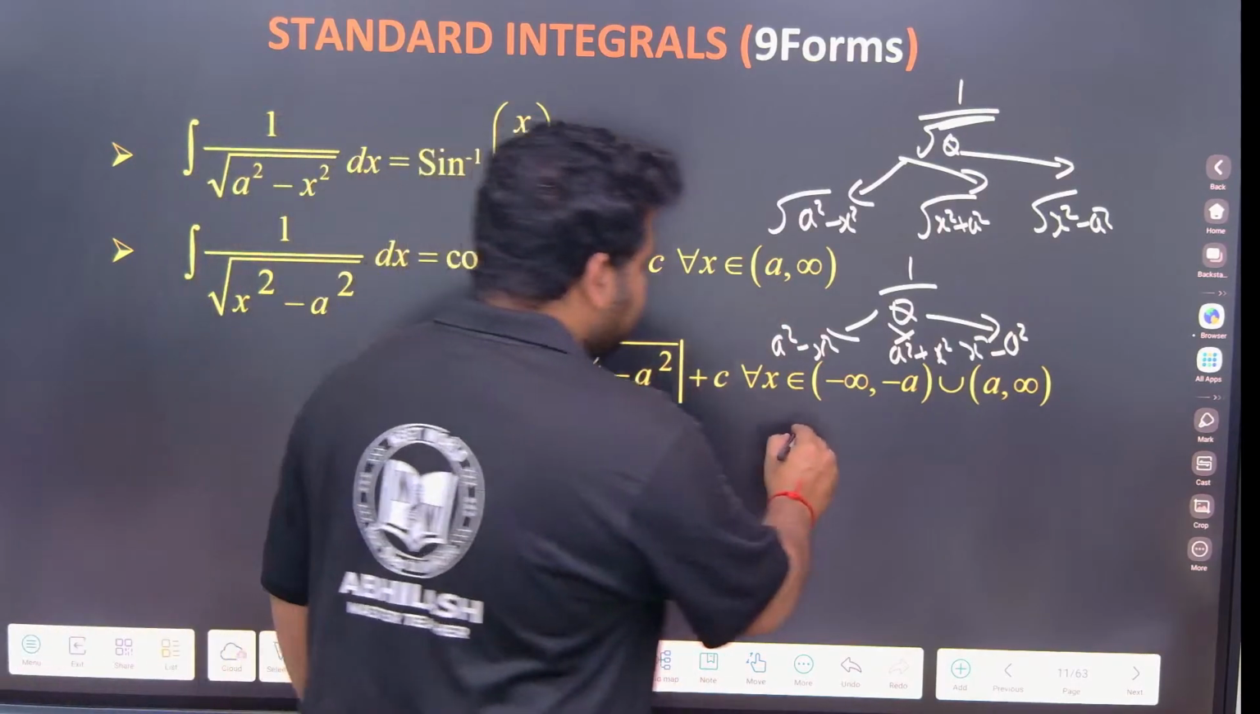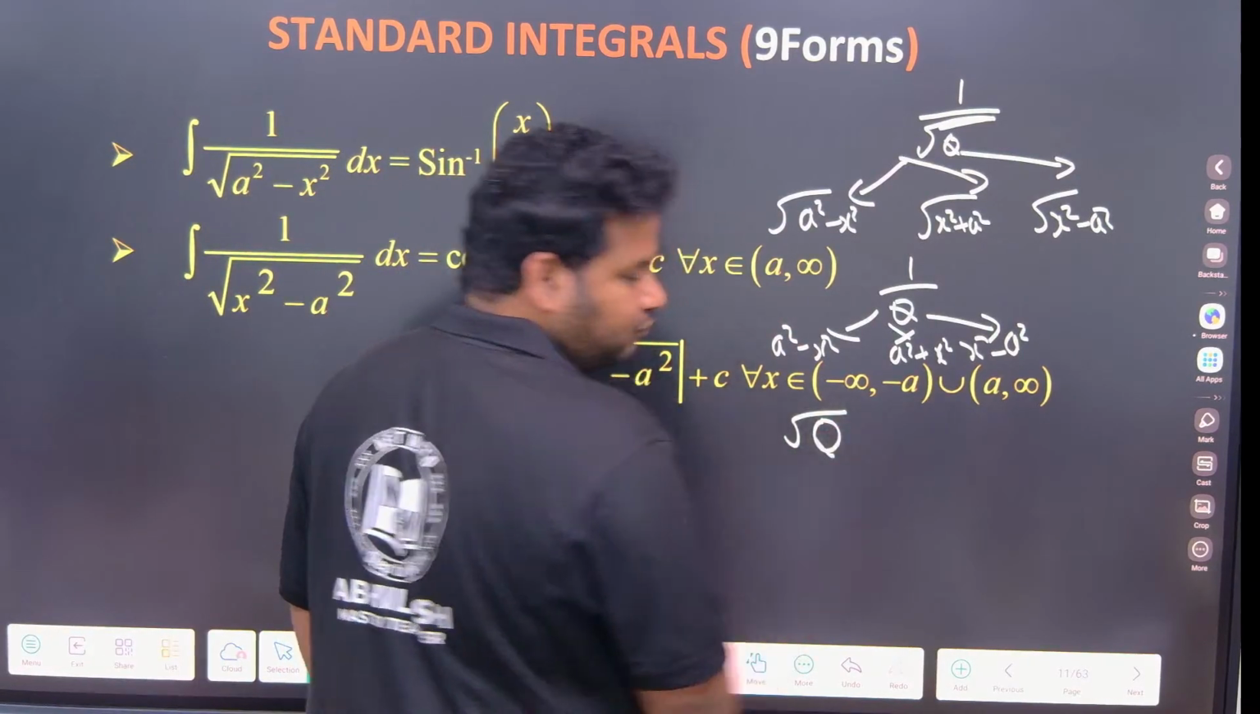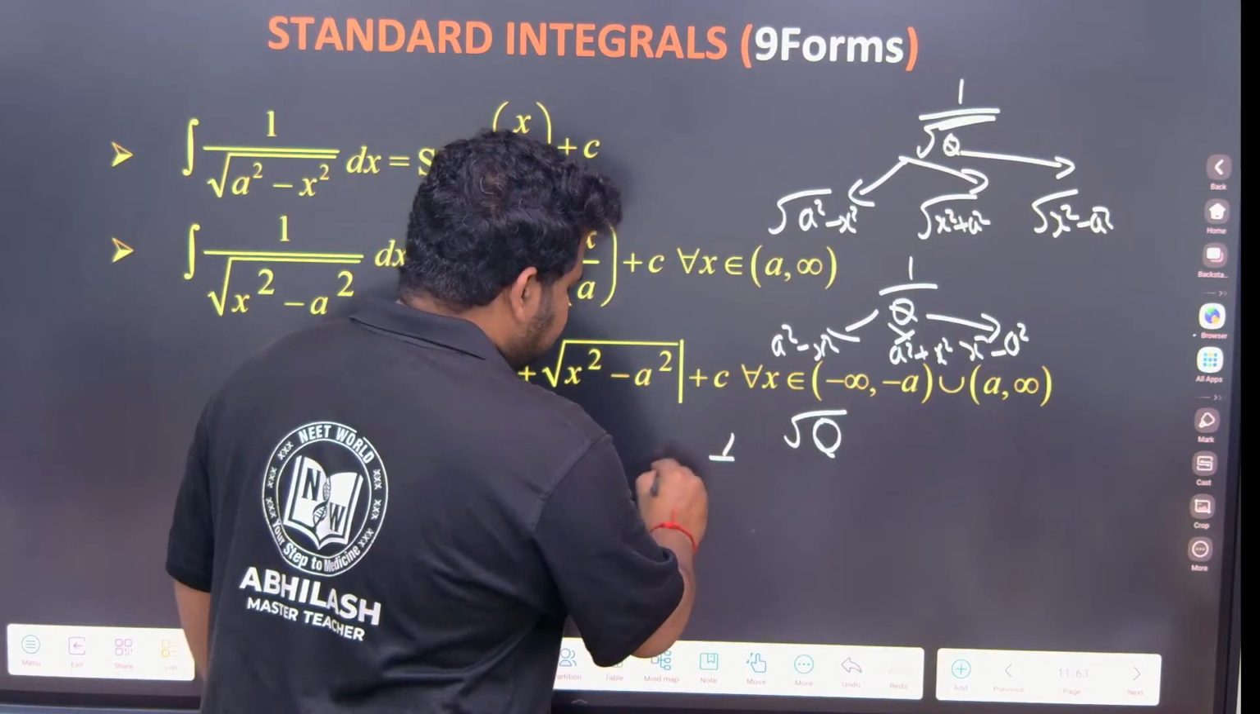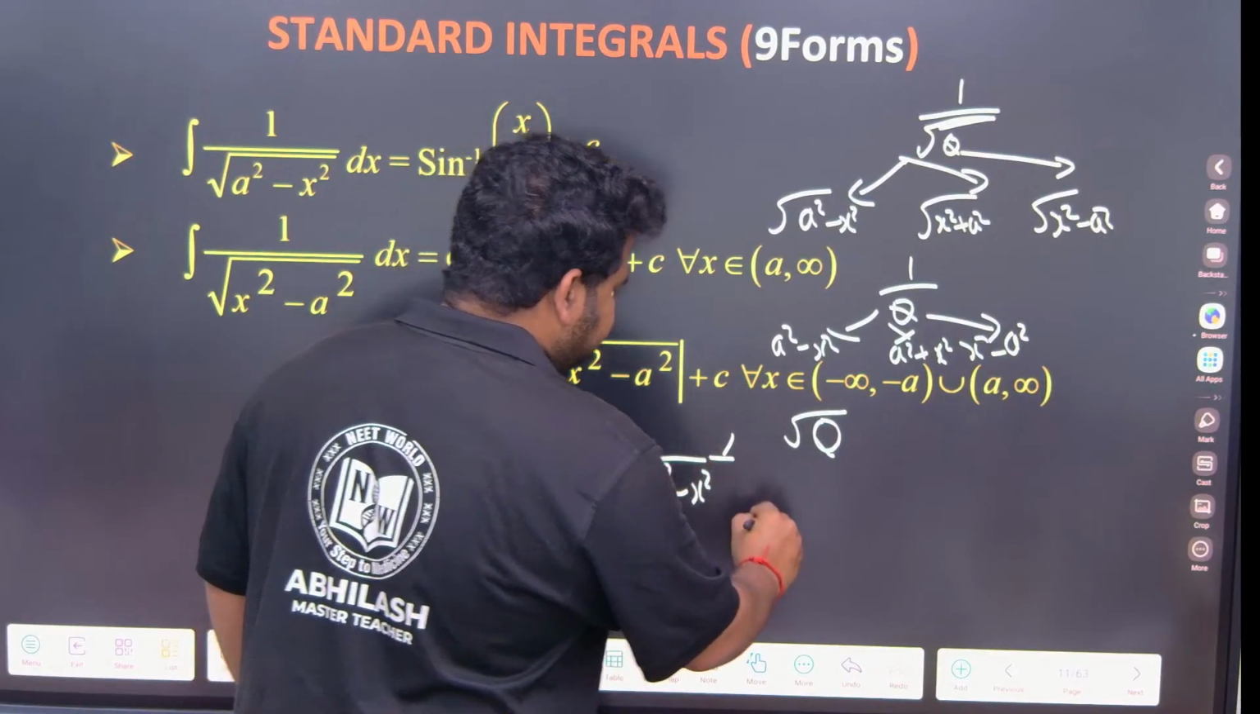Then if it is only root of q, this can be a square minus x square under the square root in the numerator. Next is what?